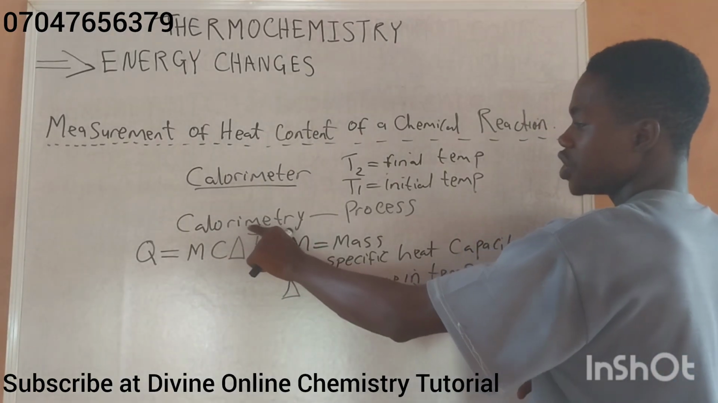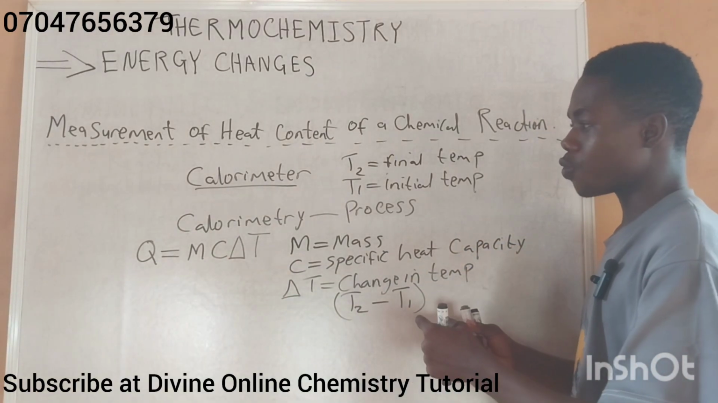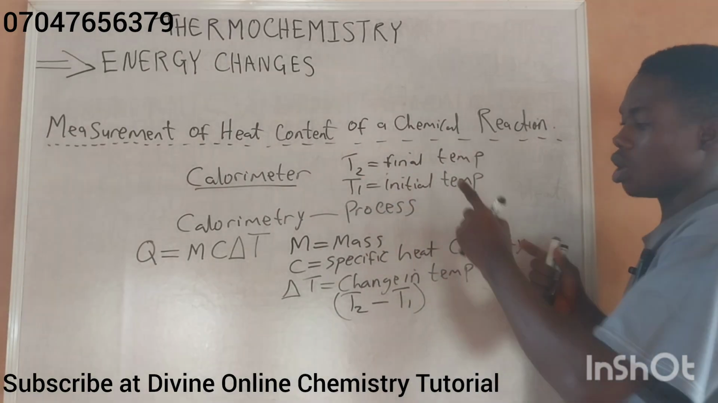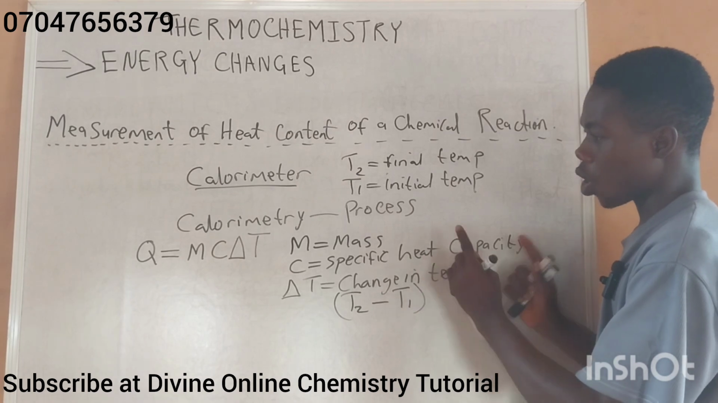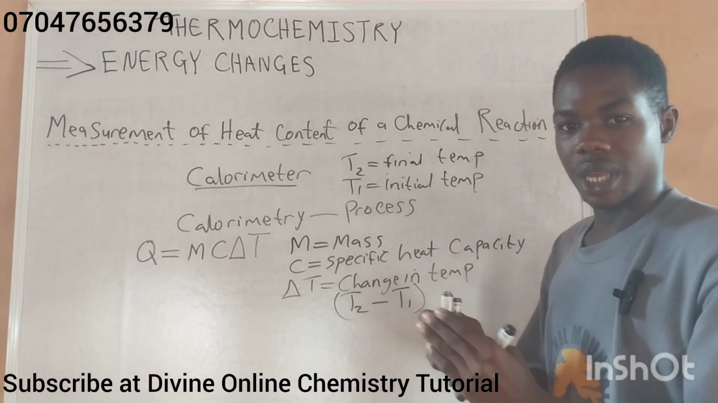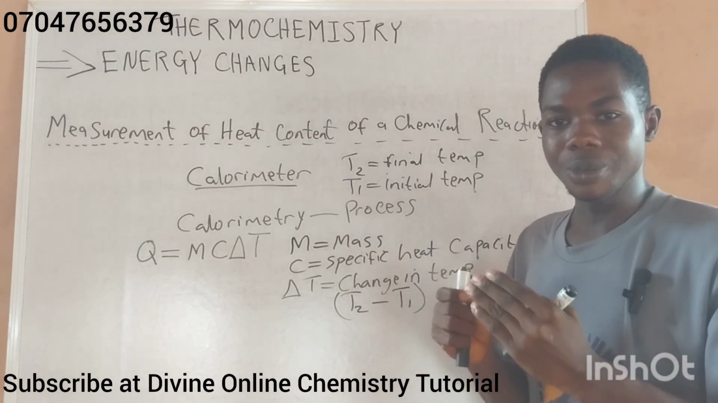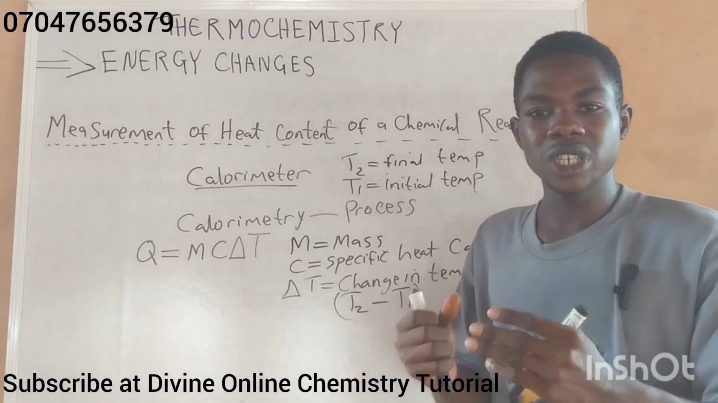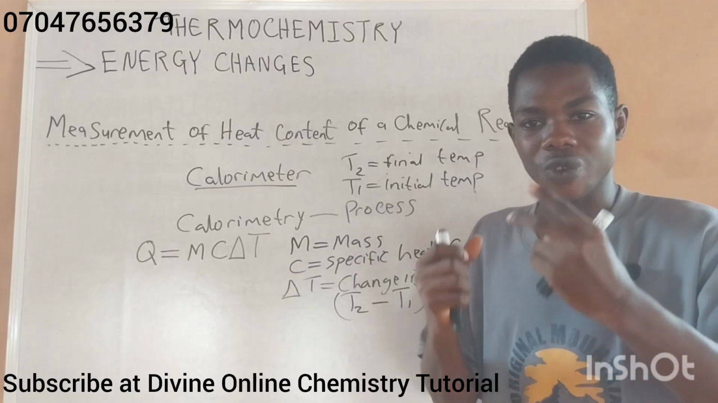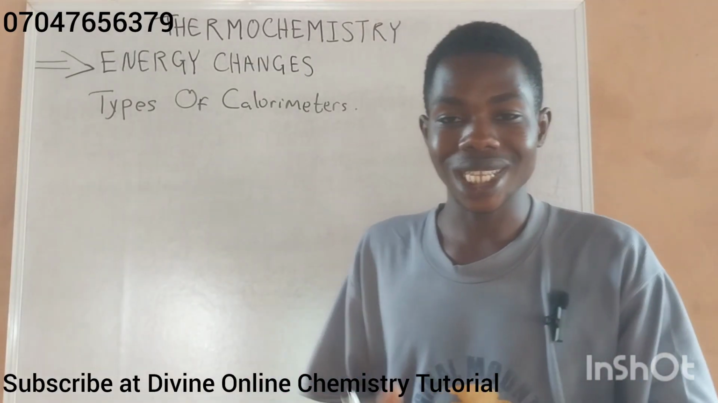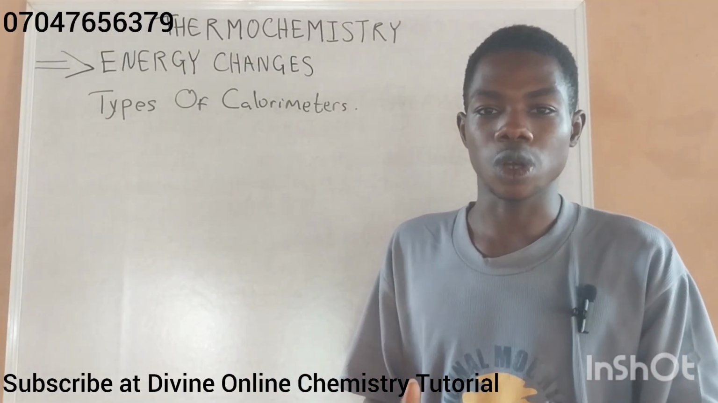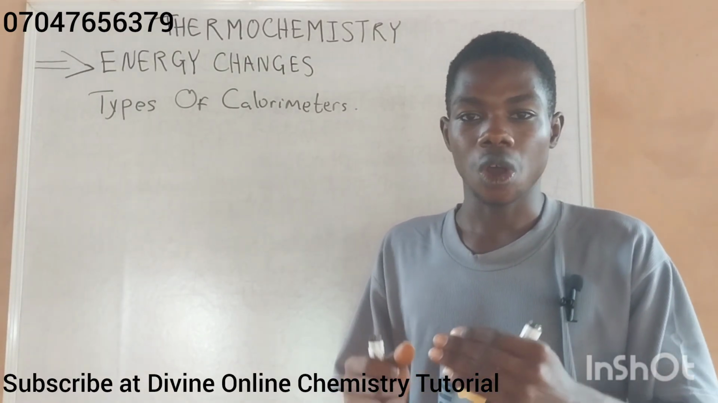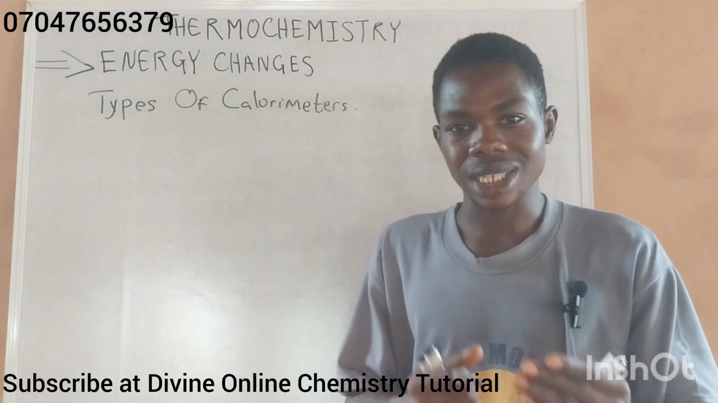This is the important formula under calorimetry. And calorimetry refers to the process of measuring the heat content of a chemical reaction. So from here, we'll be talking about types of calorimeter. There are some types of calorimeter, but in today's lesson, we'll be majorly focusing on two types of calorimeter. Like I said earlier, we have several types of calorimeter, but in today's lesson, our major focus will be on the bomb calorimeter and the glass calorimeter.